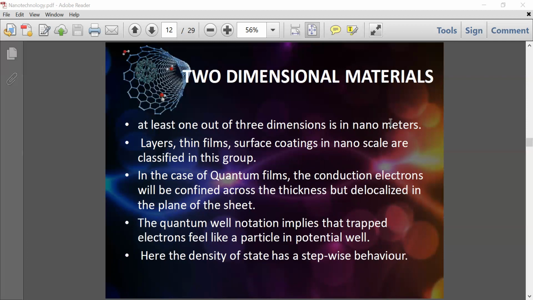And the second one is two-dimensional materials. Here, at least one out of the three dimensions is in nanometers. In this case, the conduction electrons will be confined across the thickness but delocalized in the plane of the sheet. That is, two-dimensional materials or one-dimensional confinement. Quantum well is the example for this. Here, the trapped electrons feel like a particle in a potential well.